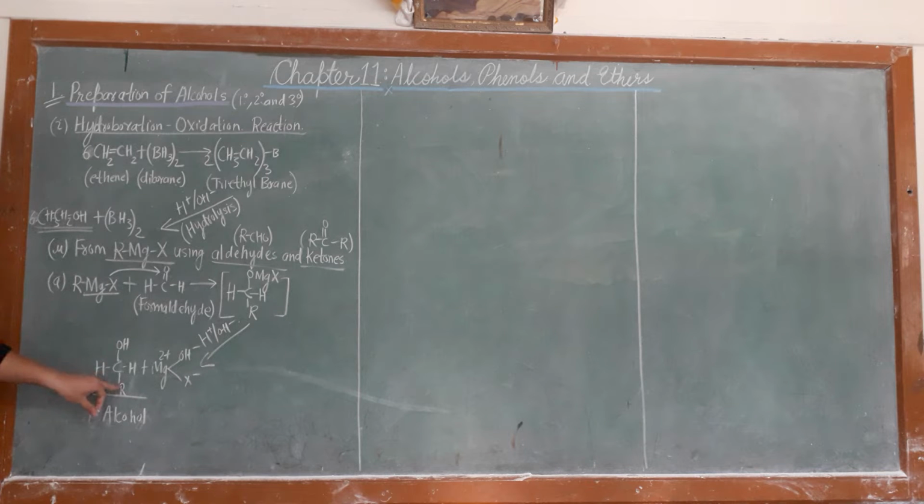Then RCH2OH. R can be CH3, CH2, CH3, and so on. Okay, primary alcohol that you are getting.